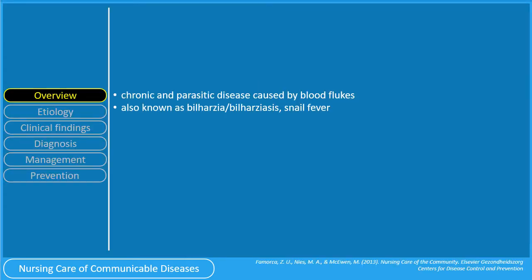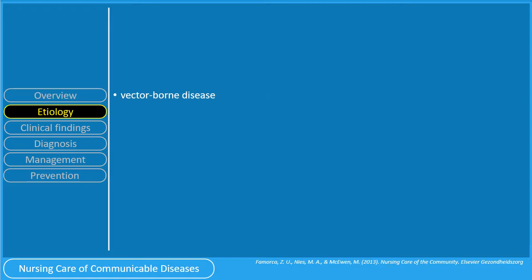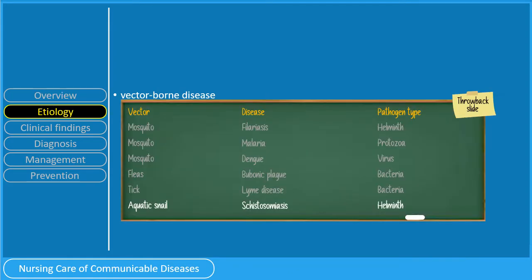Schistosomiasis is a chronic and parasitic disease caused by blood flukes. It is also known as bilharzia or bilharziasis or snail fever. It is also classified as a vector-borne disease. Highlighted in this throwback slide, we note that schistosomiasis is caused by a helminth and the vector is an aquatic snail.